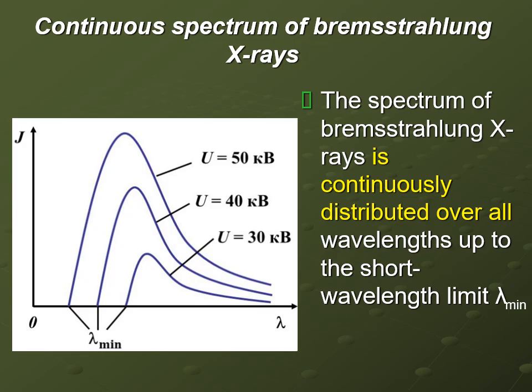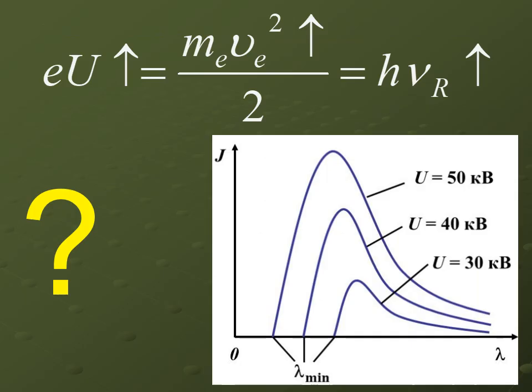But the fact is that we have considered the law of conservation of energy. According to the law of conservation of energy, at a certain voltage value, the frequency of X-ray radiation must be strictly determined, and the wavelength must be strictly determined. In this case, we should not observe a continuous spectrum. In other words, here we have a contradiction. Why, along with the law of conservation of energy being fulfilled, do we have a continuous spectrum?